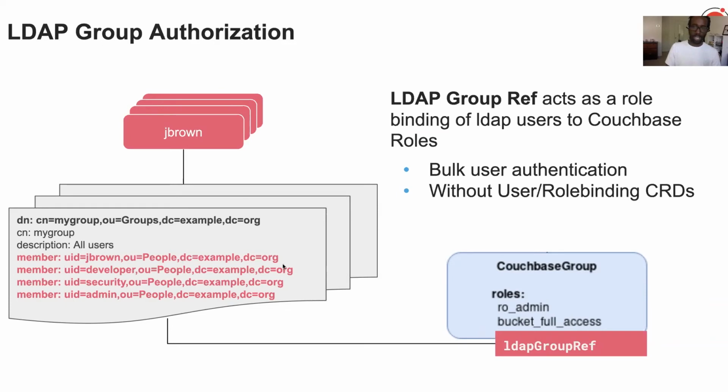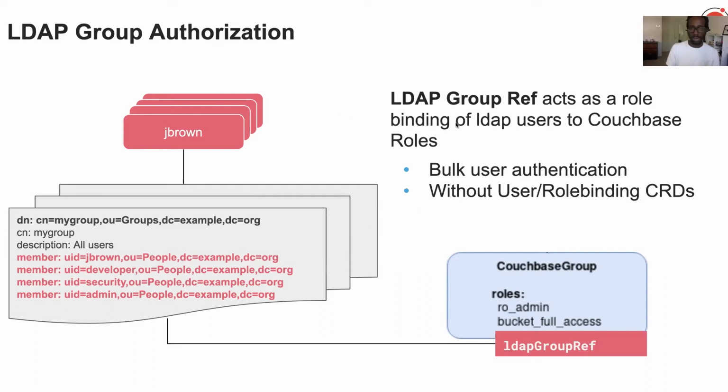This works like a role binding of LDAP users to Couchbase roles, because you don't necessarily need to add all of these users to the Couchbase role binding itself. You can log in as these users simply by making them a part of a group and associating the group with the Couchbase group.